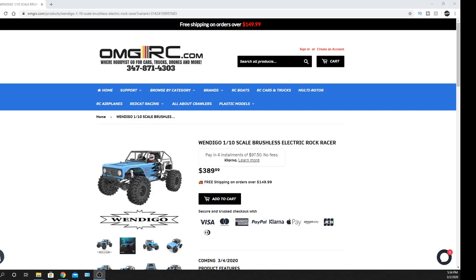So today, Redcat just dropped another one, which is the Wendigo 1/10 scale brushless electric rock racer. So this name, I was kind of looking at it anyhow. I was like, what is the name of this one? What does it mean? It's a mythological man-eating creature or evil spirit. So I was like, okay. Anyway, evil.